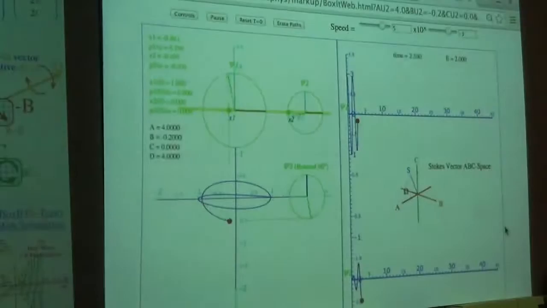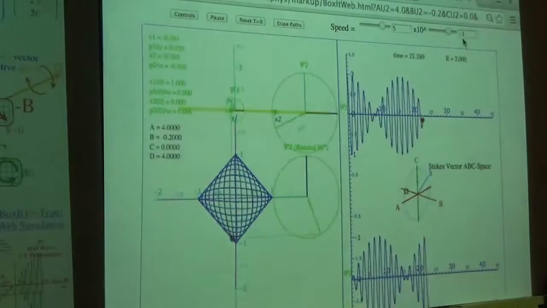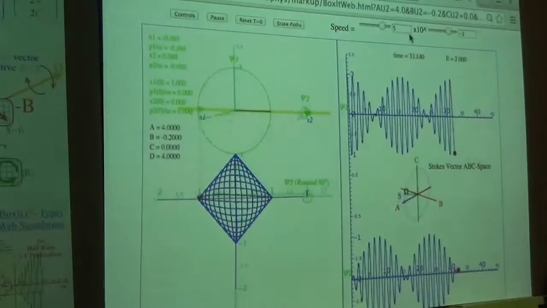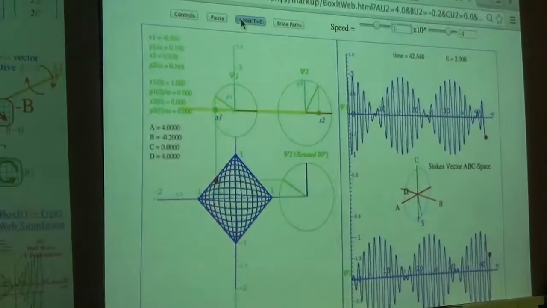And the Stokes is already on. So this is a beautiful example, which really needs to be slowed down. So I'm going to reach up in here and see if I can bring this thing down. Not by a 10, I'll bring it down just to 4, 3, 2, 1. Okay? Let's start over. Reset t equals 0.